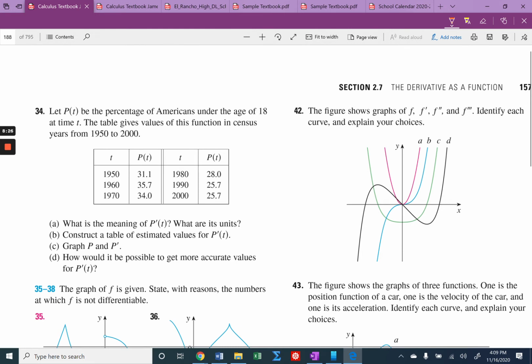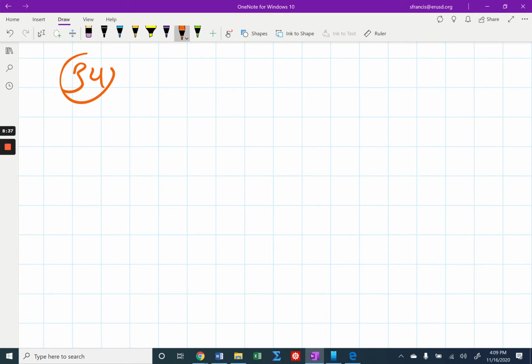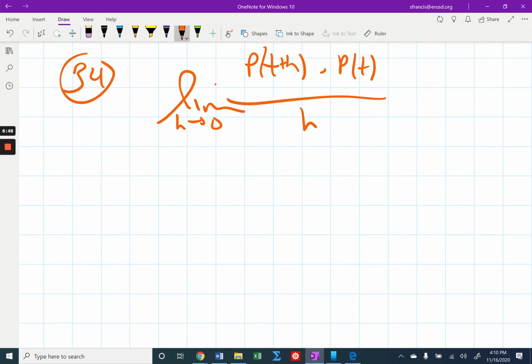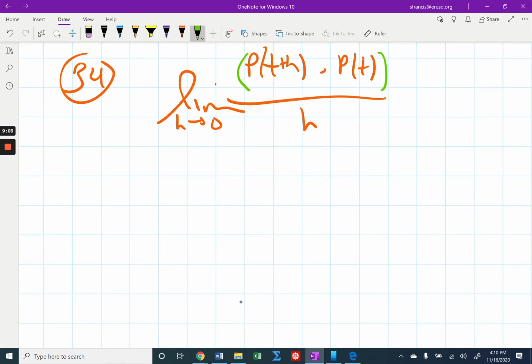What are the units? The units of the derivative are always the output units divided by the input units. Because when we take the derivative, it's the limit. I'll use P in this case since that's the problem. So it's P of t plus h minus P of t over h. The numerator here is just the change in the percentage. The output is the percentage of Americans under the age of 18. Down here, this is the change in time, the t unit. So the units on this are the percentage of Americans under the age of 18 over years. It's really percent per year.